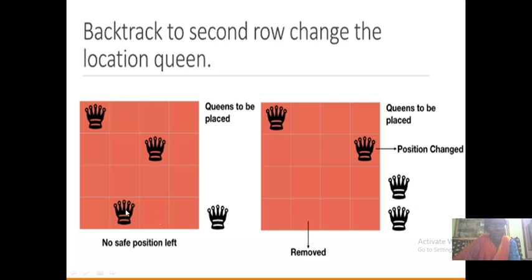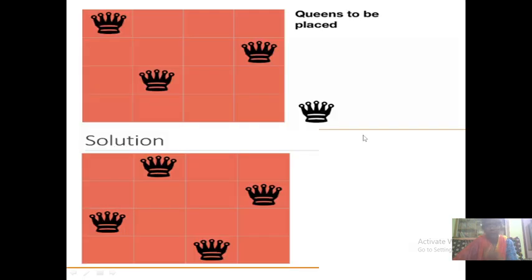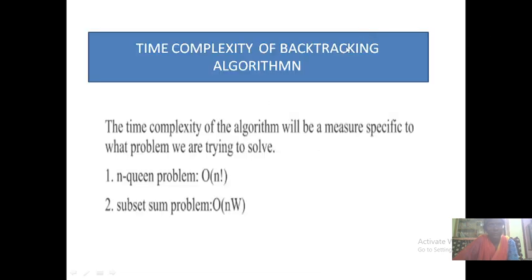So I backtrack, and in the backtracking I feel that if the position of the second row is changed, maybe I may reach a different solution. So I change the position from this position to this position. After changing, we again try to place the queen in this row and this queen in this row. Then the third row has been placed and the fourth row has been placed. So lastly we get the solution like this. The time complexity of the algorithm is n factorial.